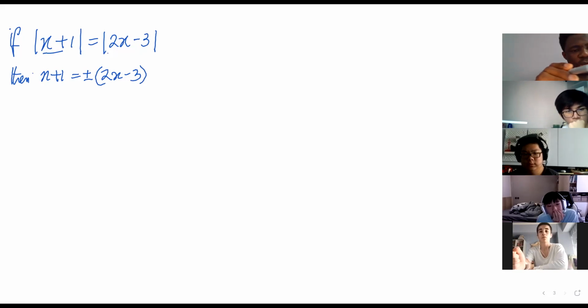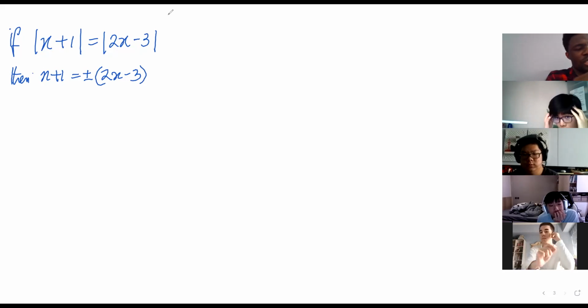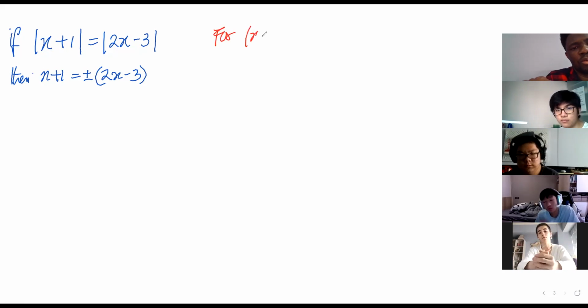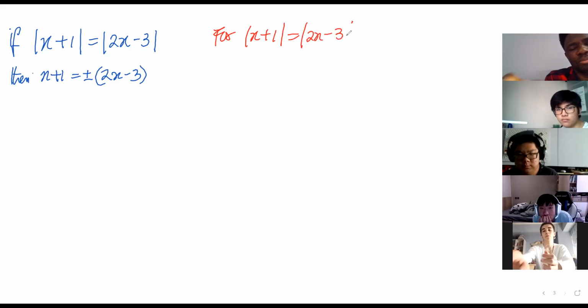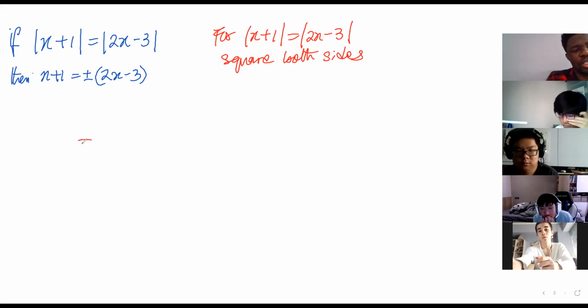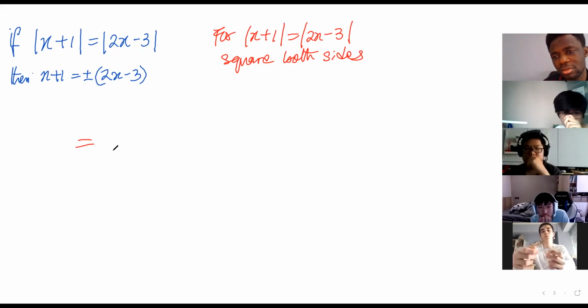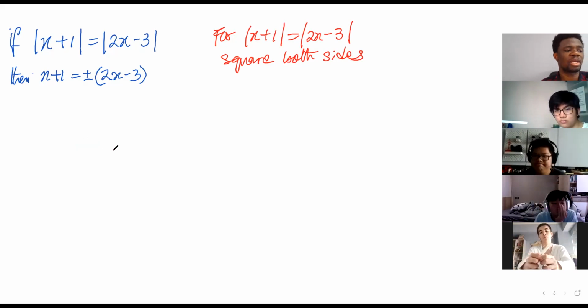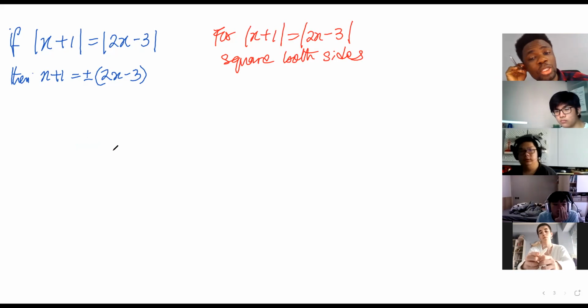The second method, however, is this. For absolute value of x plus 1 equals absolute value of 2x minus 3, you can square both sides. Again, no need to square both sides for the first case of being equal to a constant. This method will sometimes be inevitable. When we get to inequality, we will be squaring both sides because of absolute value a lot.